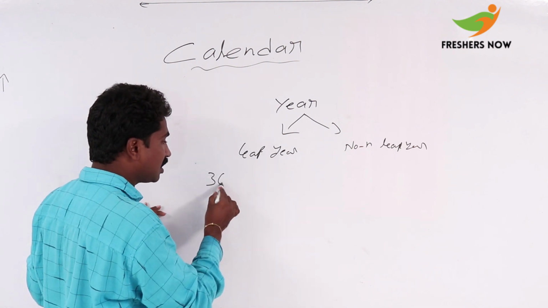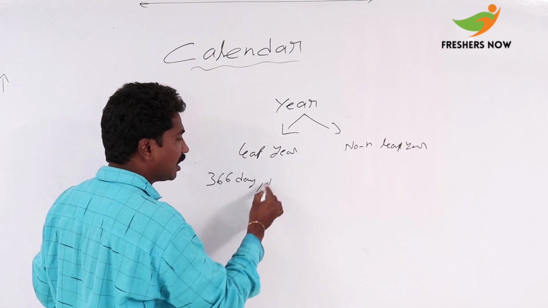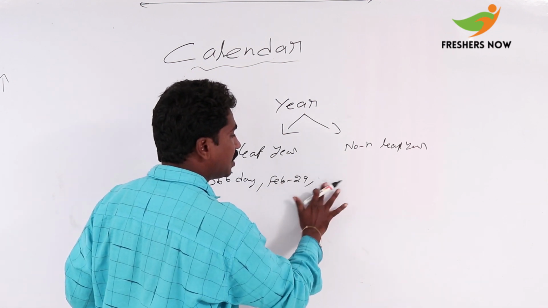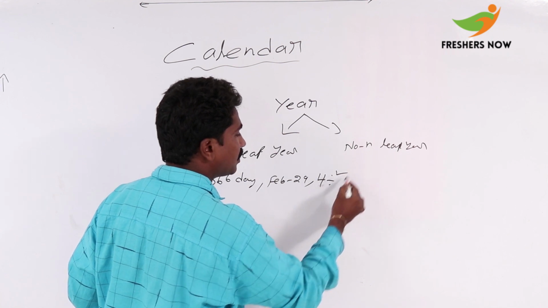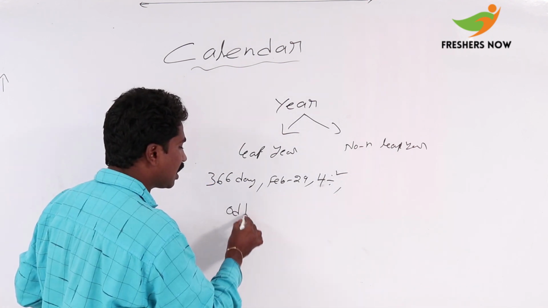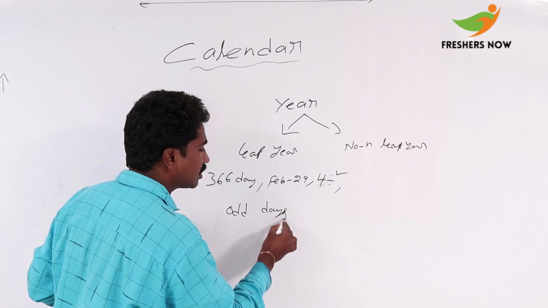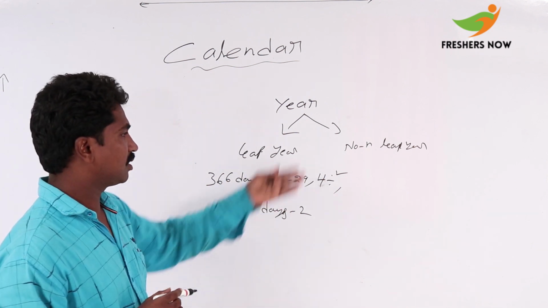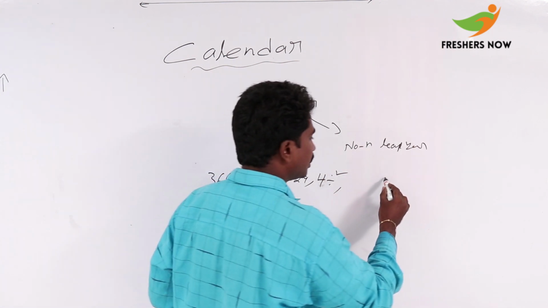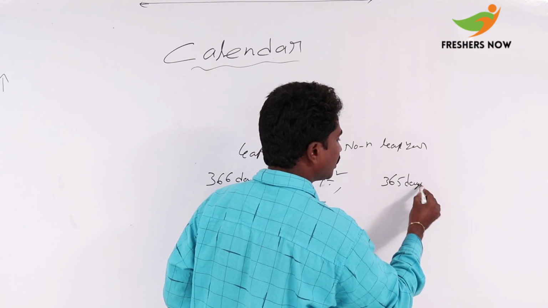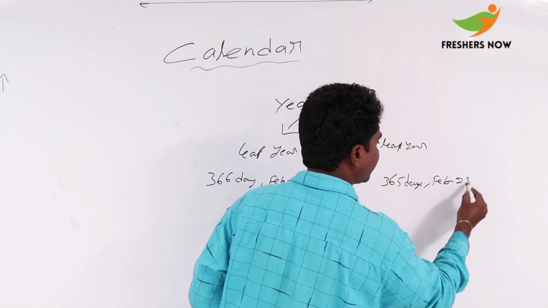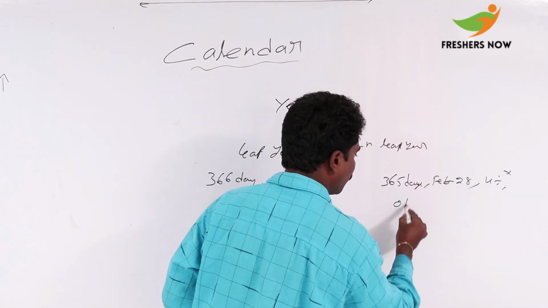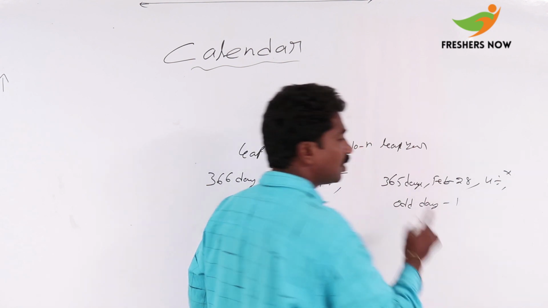In a leap year, there are 366 days and the month of February has 29. A leap year is divisible by 4. It has 2 odd days. We will discuss odd days later. A non-leap year has 365 days, February has 28, and it is not divisible by 4. It has 1 odd day.